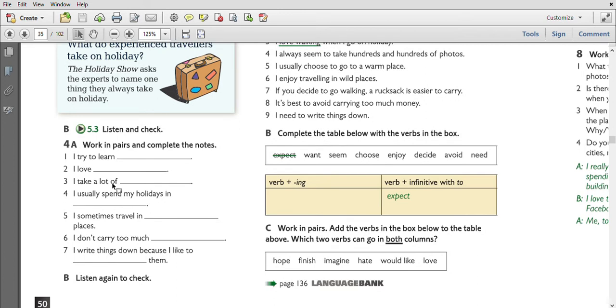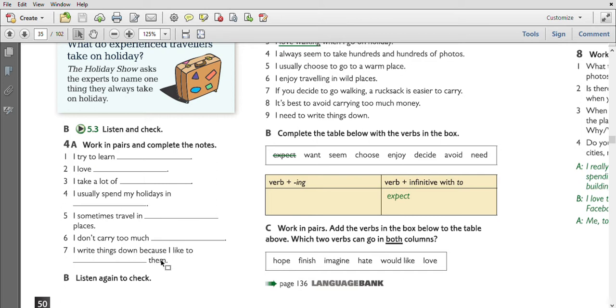And now let's add here. Work in pairs and complete the notes. I try to learn a few words of the language is number one. The second, I love walking. Number three, I take a lot of photos. Number four, I usually spend my holidays in a warm place. I sometimes travel in wild places. I don't carry too much money. I write things down because I like to remember them.